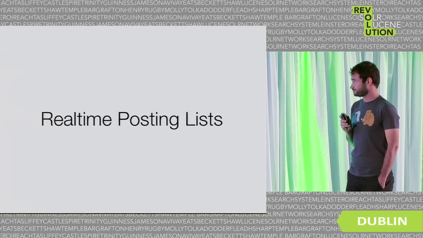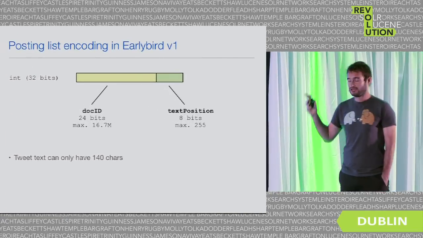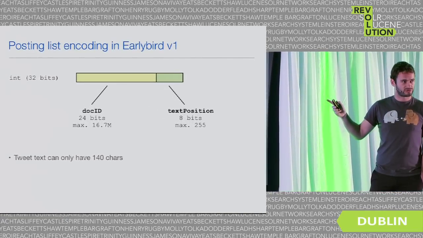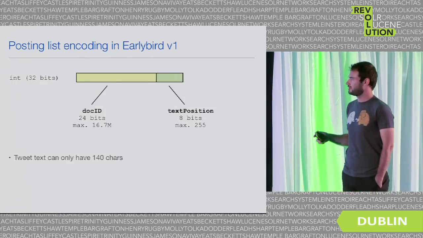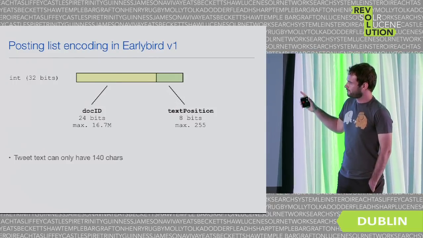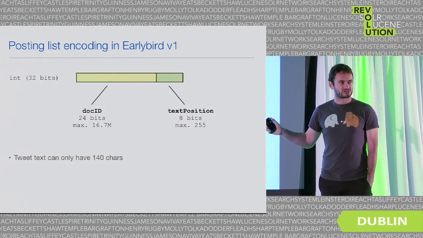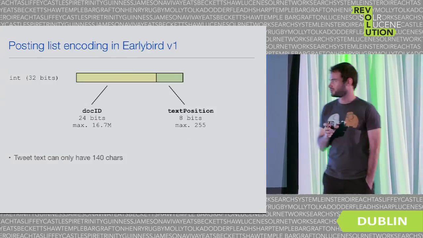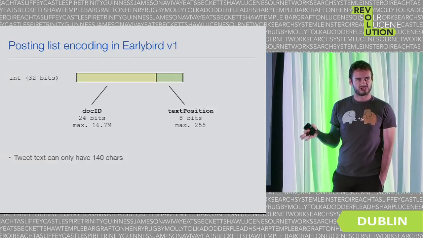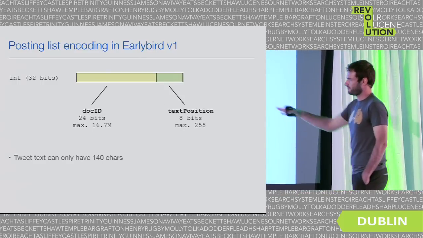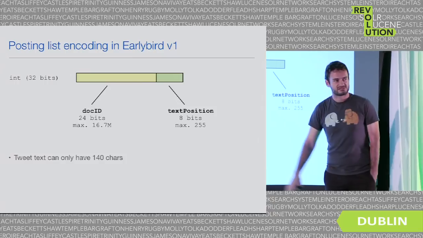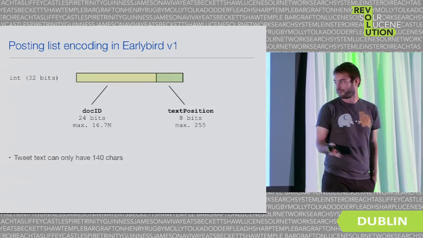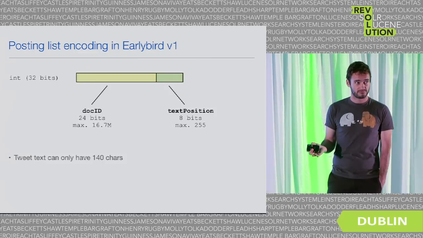Which brings me to the implementation of Earlybird's posting lists. The encoding, this is what we used to use. Very recently we changed this slightly, and I'm going to cover what it looks like now. But it used to be extremely simple, actually. Every posting used to be one integer. And we split up that integer into 2 parts. The first 24 bits are the doc ID itself. That means it can have at maximum a value of 16.7 million.